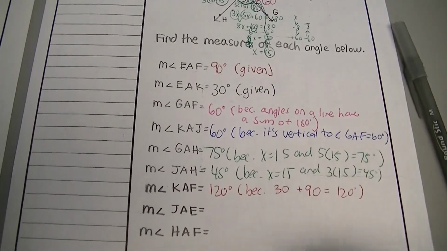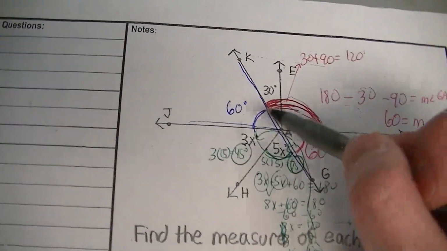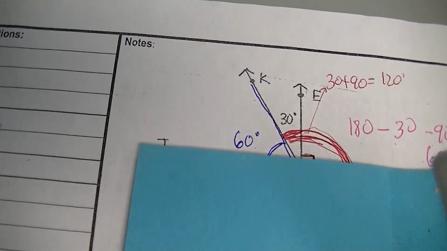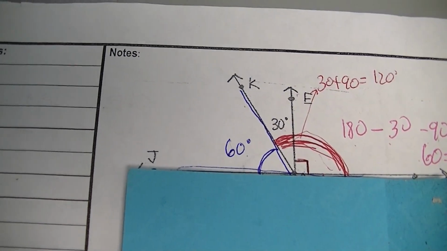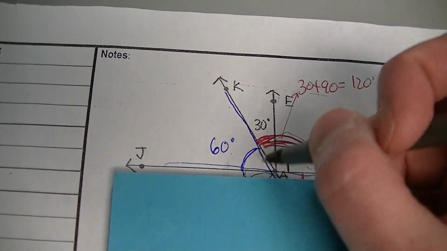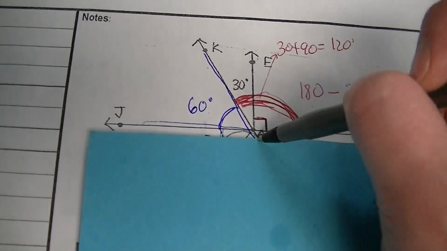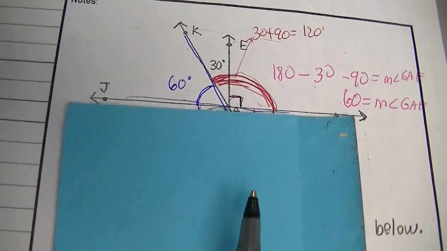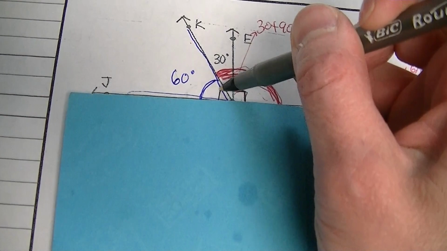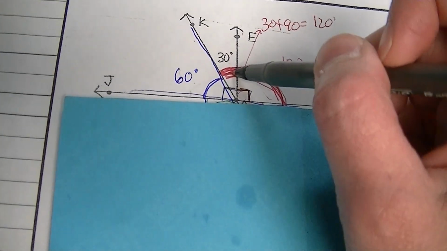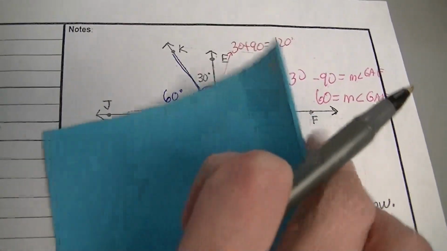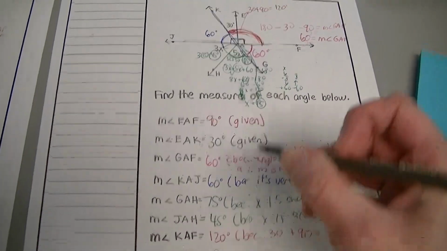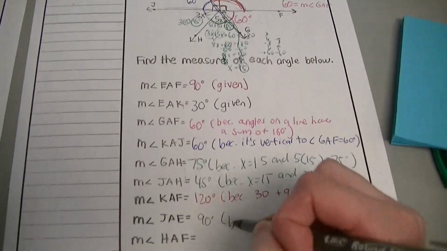Okay, the measurement of JAE. Find JAE. Oh, okay. So something that's going to help me is that straight side. And JAE, hold on, time out. If this angle EAF is 90 degrees, then this whole angle right here also has to be 90 degrees. And another indicator is 30 plus 60 is also 90. So that's what we're going to write: 90 degrees because 30 plus 60 equals 90.